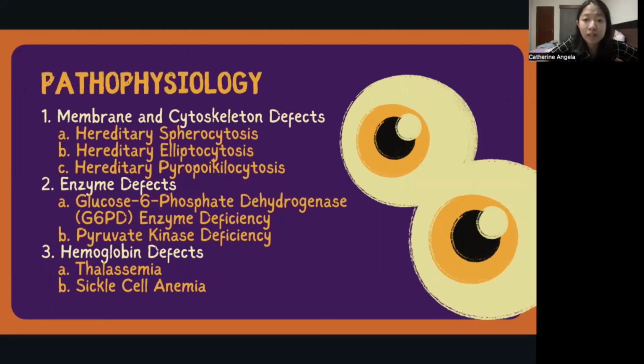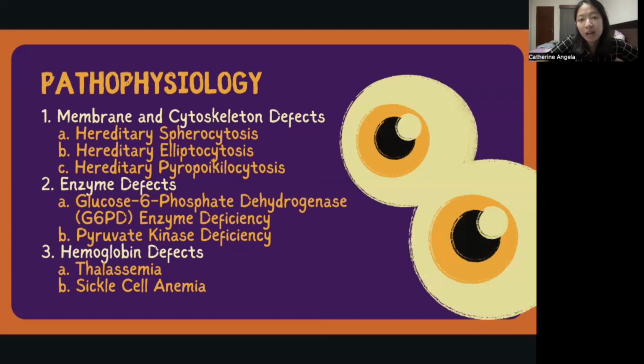Contrastingly, in enzyme defects, oxidative stress caused by unmetabolized reactive oxygen species, such as in G6PD enzyme deficiency, directly impacts on hemolysis. On the other hand, an undersupply of ATP, for example, in pyruvate kinase deficiency, also alters the blood cell shape, which not only promotes premature breakdown by the spleen, but also hemolysis as well.